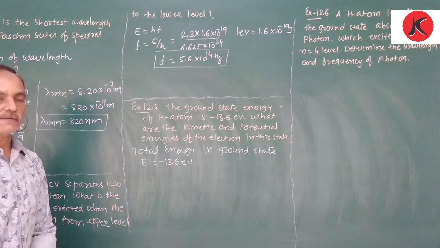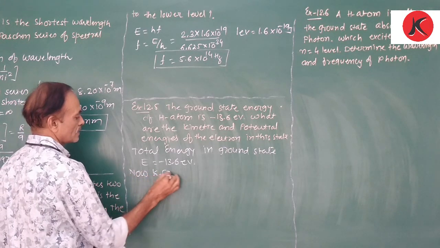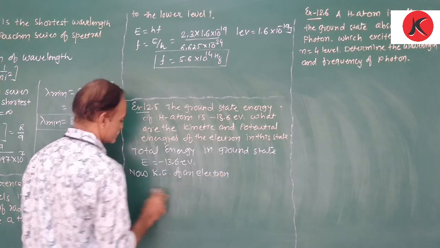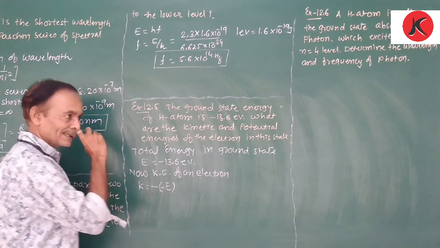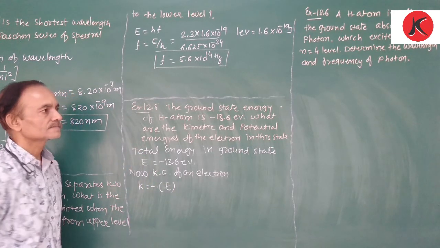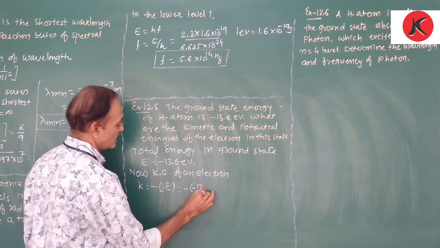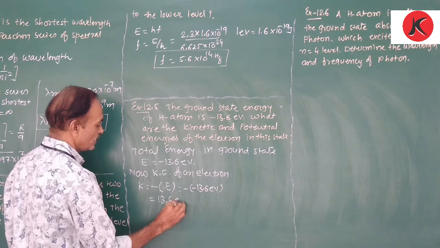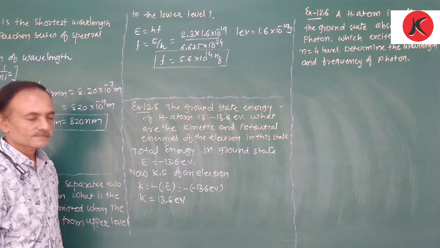Now the kinetic energy of the electron. K is equal to minus of total energy. Right? Substitute here, therefore minus into minus 13.6 electron volt. Therefore, kinetic energy is 13.6 electron volt. This is the kinetic energy.